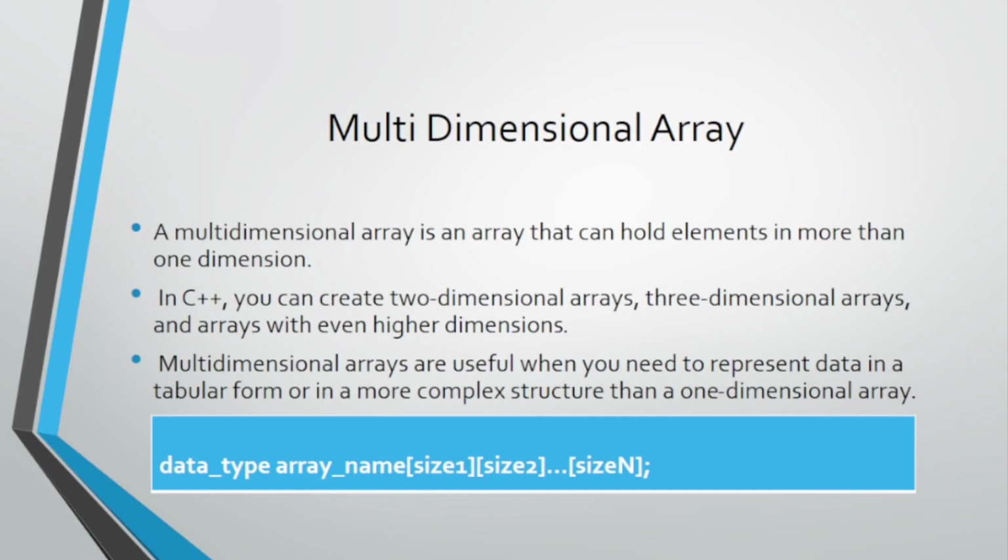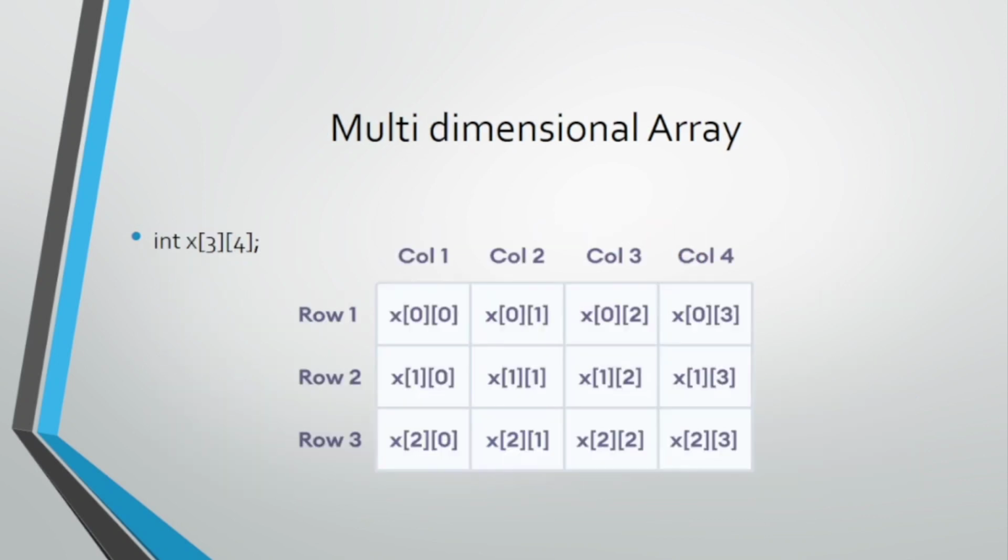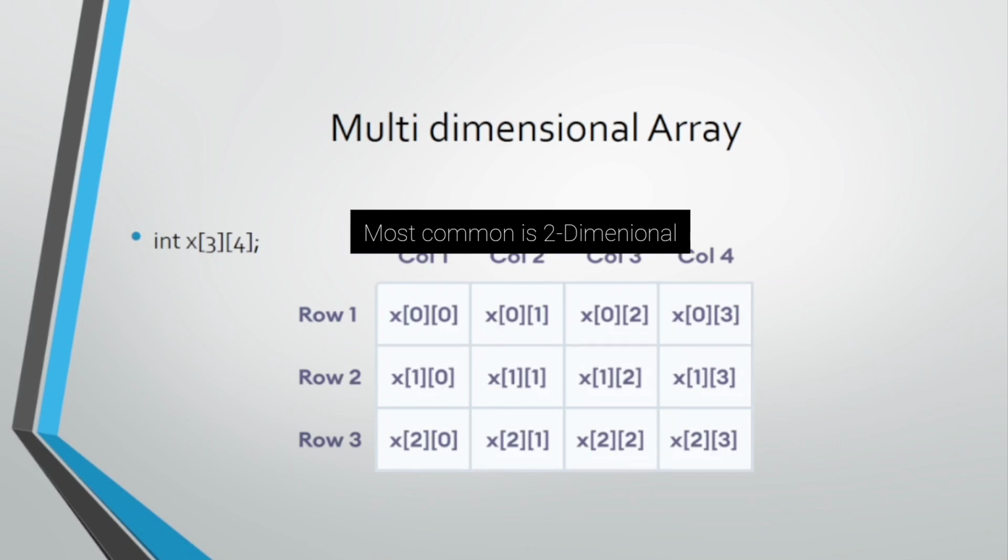So here we have a multi-dimensional array concept. A multi-dimensional array is an array that can hold elements in more than one dimension. In C++, you can create two-dimensional arrays, three-dimensional arrays, and arrays with even higher dimensions. Multi-dimensional arrays are useful when you need to represent data in a tabular form or in a more complex structure than a one-dimensional array.